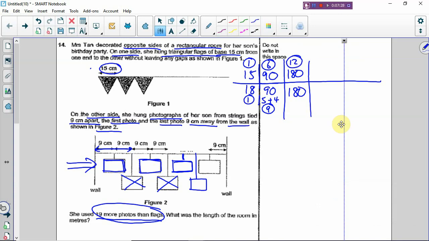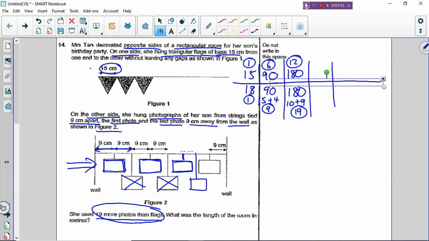And if there are 12 triangles, then how many rectangles? 180 divided by 18, that will be 10 rectangles on top. And how many rectangles below? That will be 9 rectangles below. And the total will be 19 rectangles. So do I get 19 more photos than flags? No. 19 minus 12 is 7 more. It's not 19 more. So you have to continue to do listing.